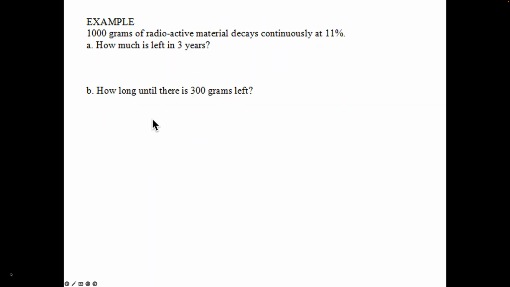Next example, 1,000 grams of radioactive material decays continuously. That's our A equals P times e to the rt power at a rate of 11%, so that'll be 0.11. How much is left in 3 years? Okay, so A equals 1,000 is my beginning balance, times e to a negative rate, negative 0.11, times 3 years, calculator entry. Gives me 718.9 grams.